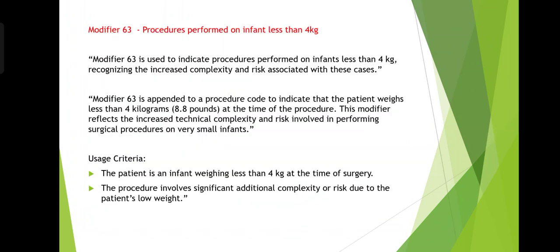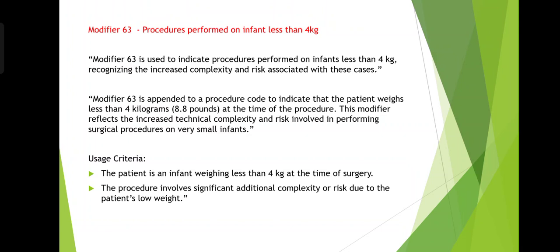So next, modifier 63. Modifier 63 is for procedures performed on infants less than 4 kg body weight. Modifier 63 is used to indicate procedures performed on infants less than 4 kg, recognizing the increased complexity and risk associated with these cases.